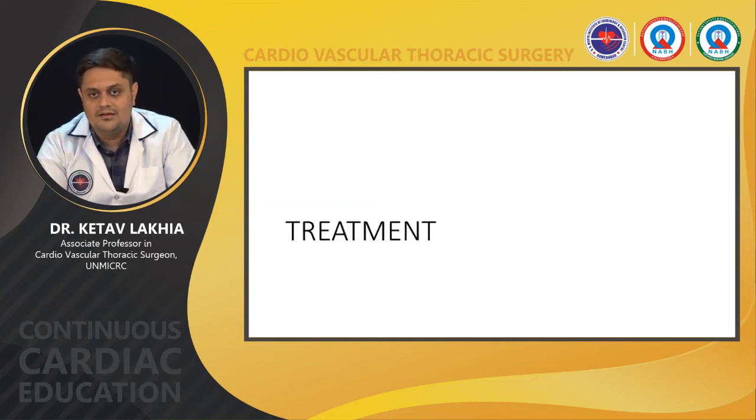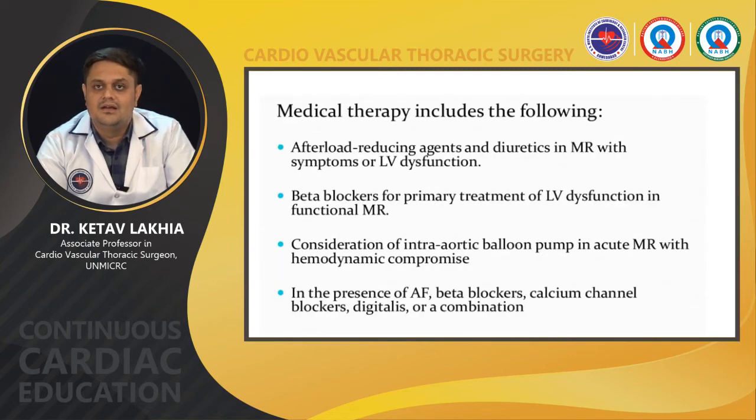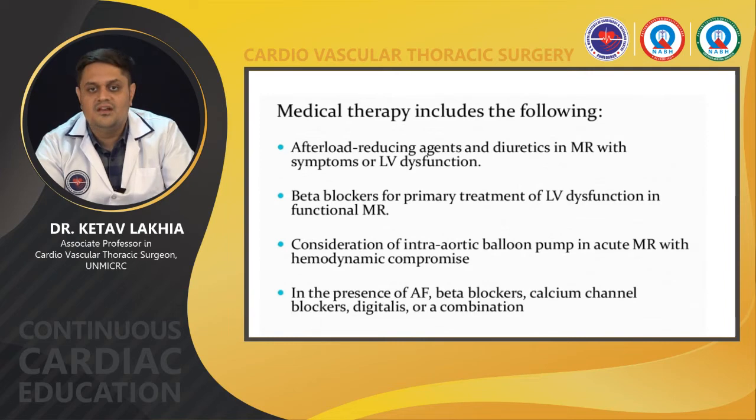Now coming to the treatment of mitral regurgitation. The medical therapy includes the following. Afterload reducing agents and diuretics help in symptomatic relief or in case of LV dysfunction. Beta blockers are for primary treatment of LV dysfunction in functional MR. We have to consider insertion of an intra-aortic balloon pump in case of acute MR with hemodynamic compromise and acute LV failure. In the presence of atrial fibrillation, beta blockers, calcium channel blockers, digitalis, or a combination of any should be used.